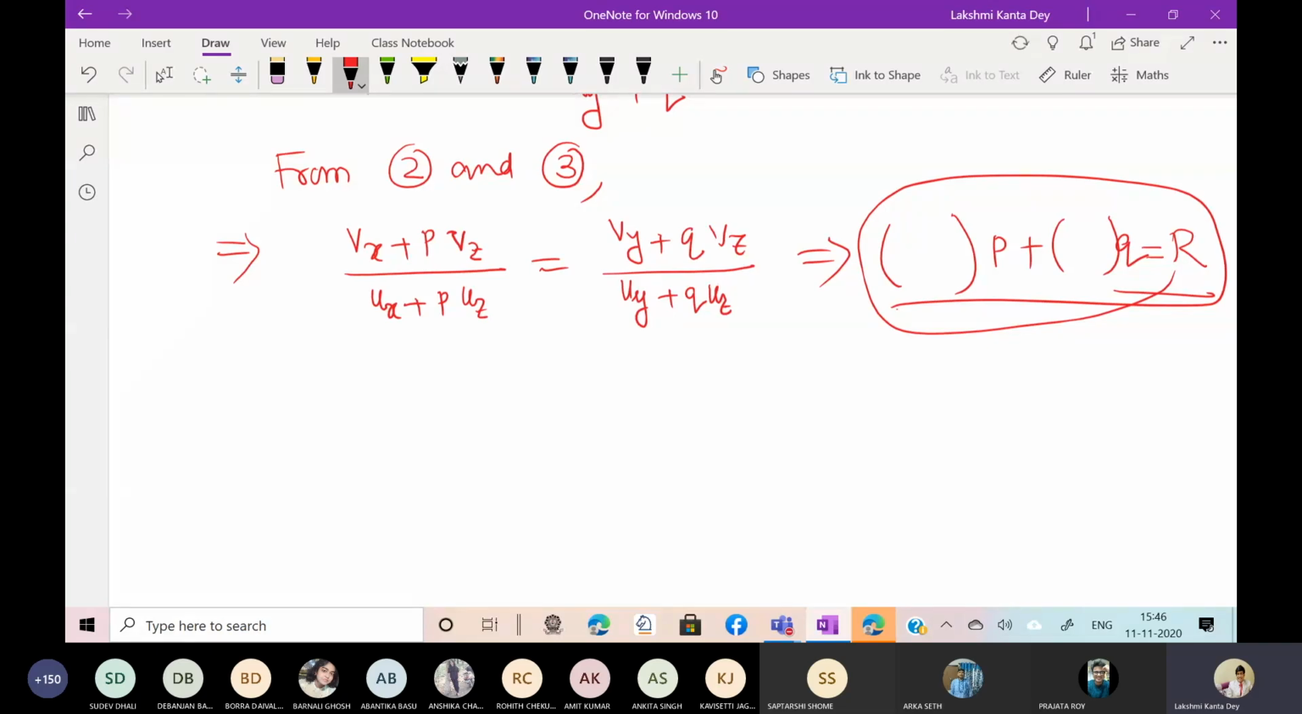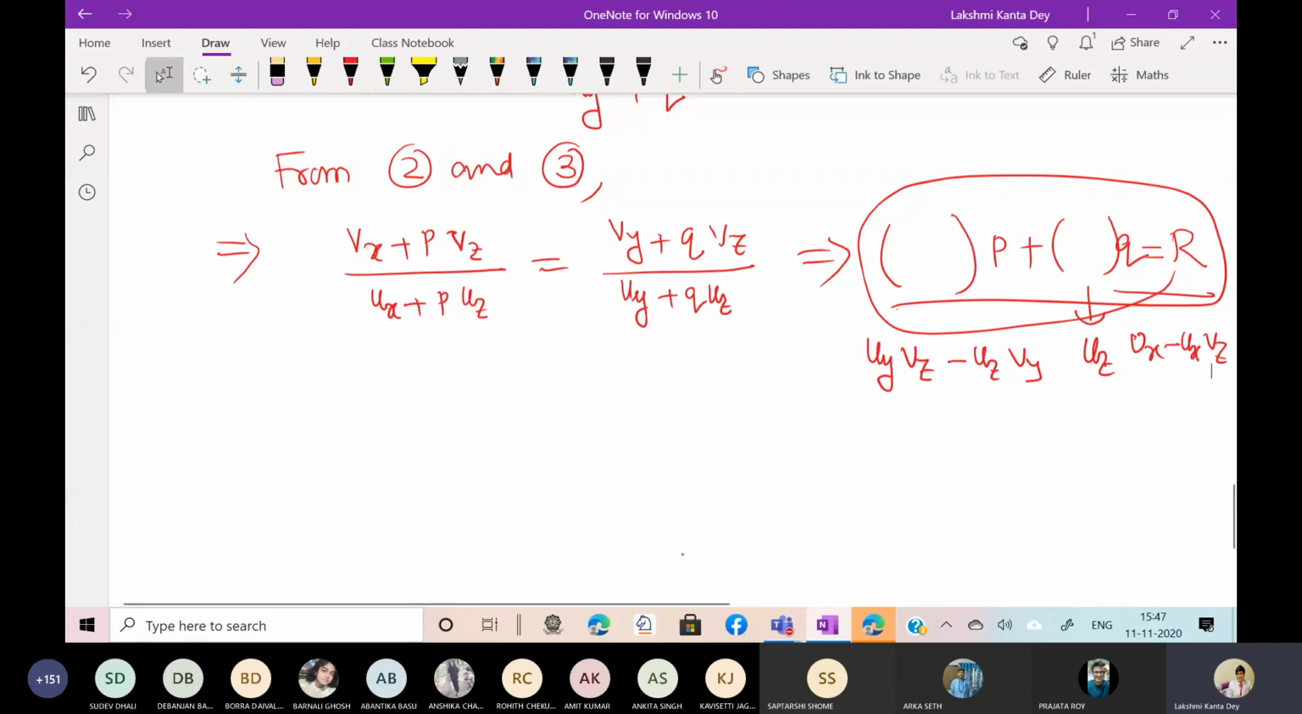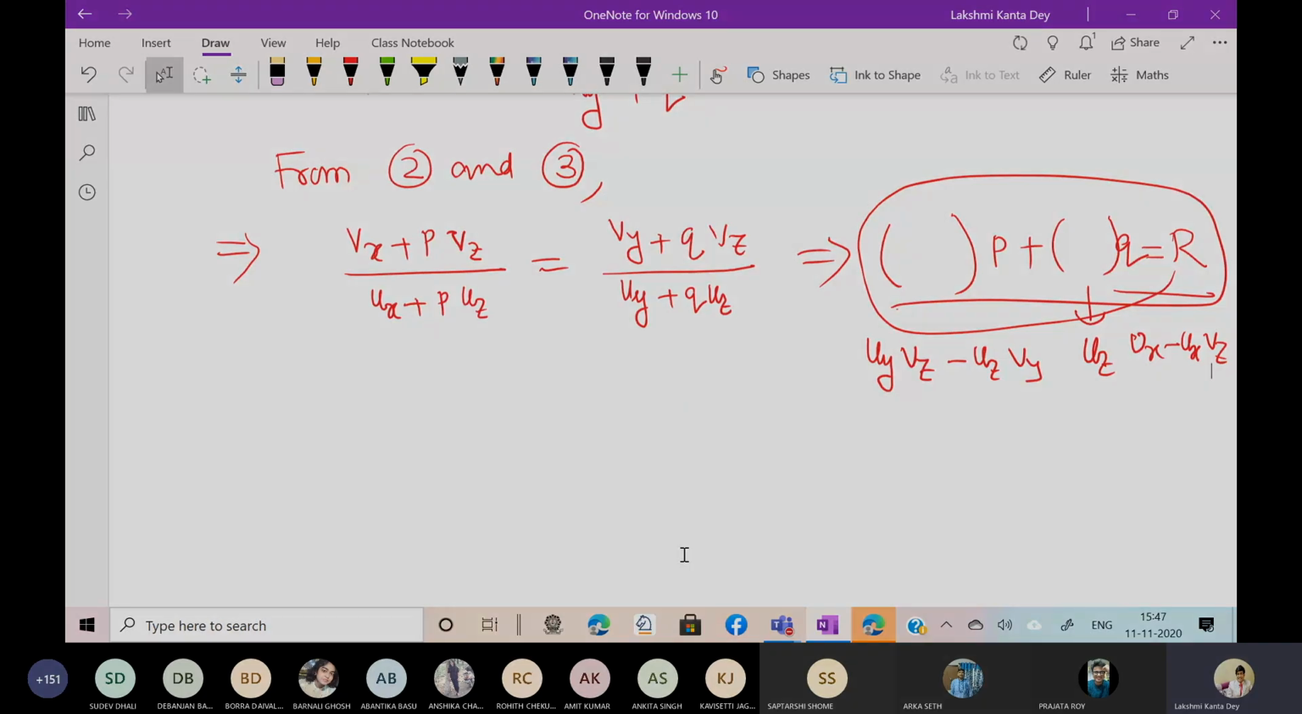And what it is, you can see, this coefficient is particularly uy vz minus uz vy, and similarly this one is uz vx minus ux vz. Okay. So in this case, how to do it, you understand. In the next class, I will give some more examples regarding arbitrary functions so that it will be very clear to you all. Okay, this much for today.